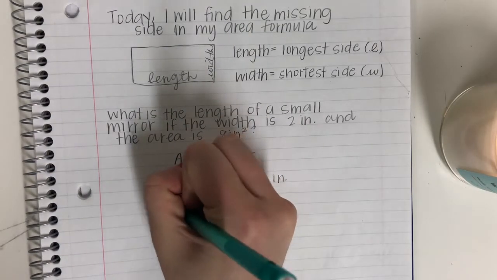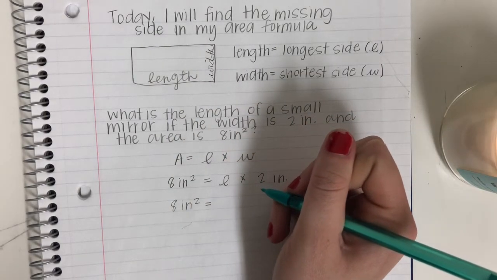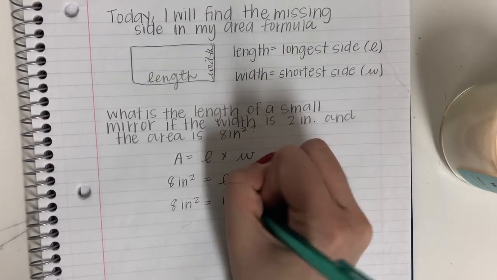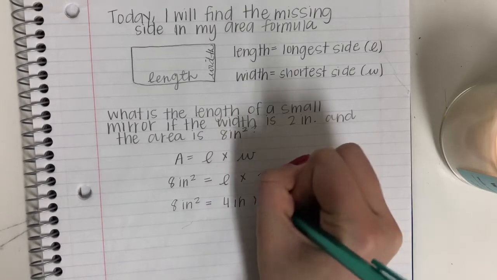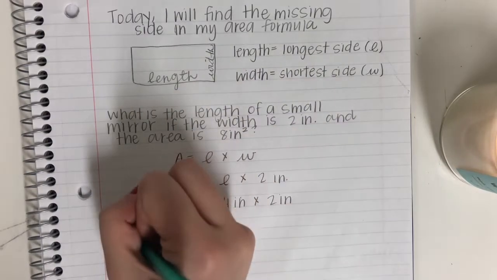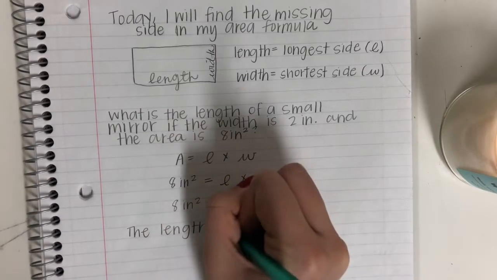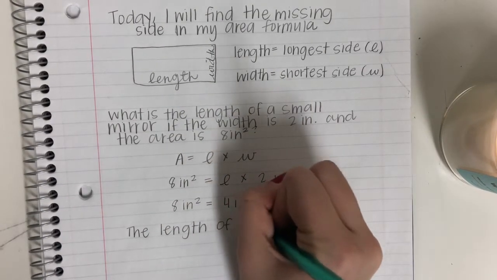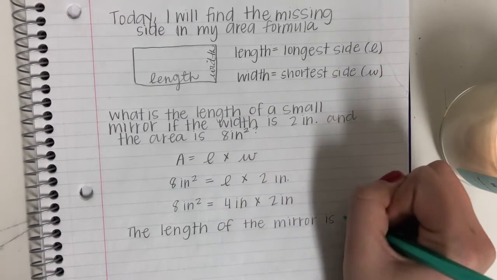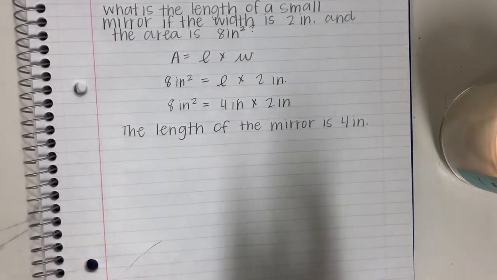Okay, so I can think, 8 inches squared is equal to, well, I know that 4 times 2 is equal to 8, so my length must be 4. So I would write 4 inches times 2 inches, and that is correct. So to make my final answer, the length of the mirror is 4 inches. Okay, let's do one more.